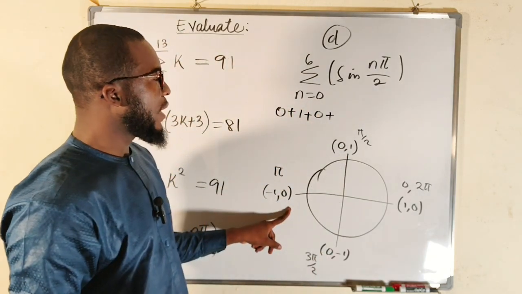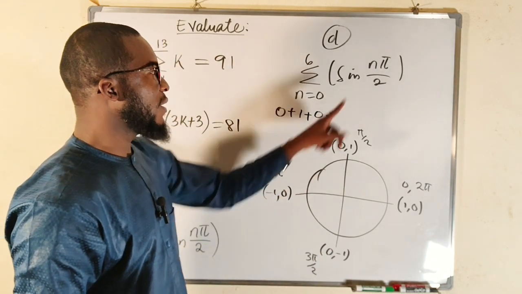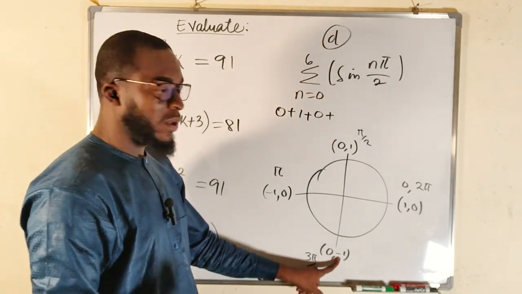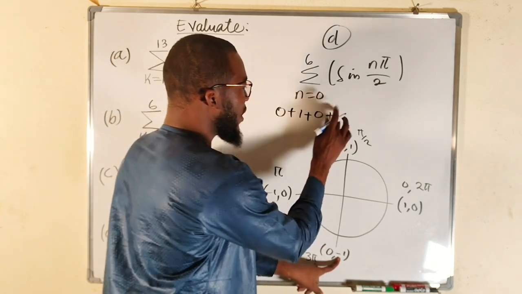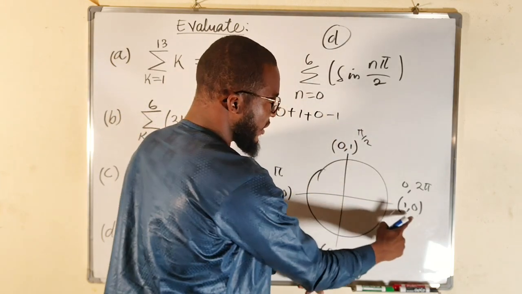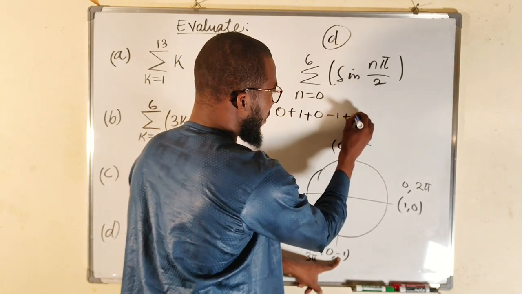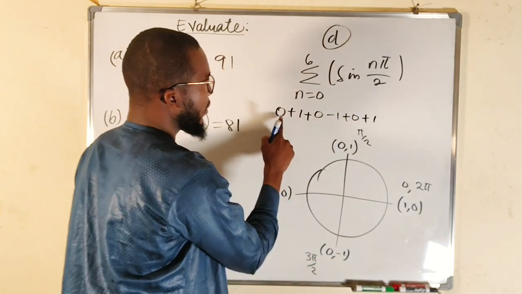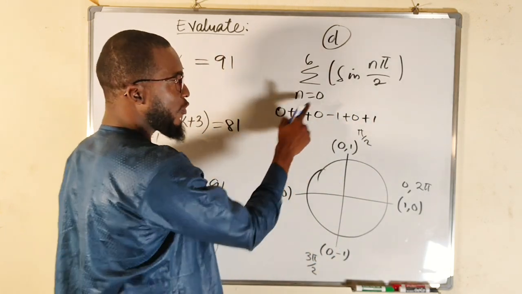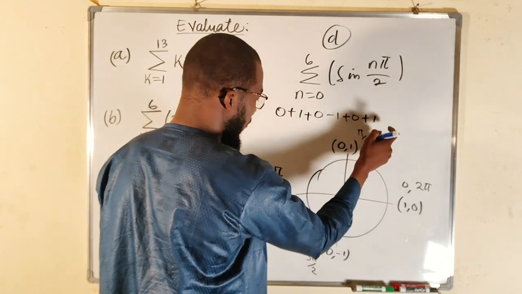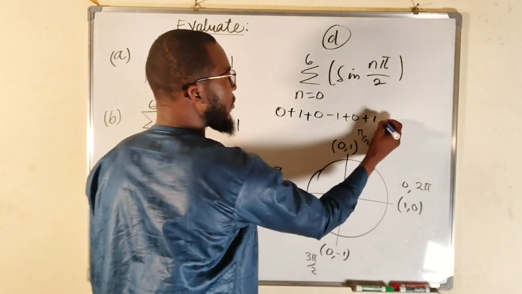Plus. When n is 3, we have 3 pi divided by 2. The sine of 3 pi divided by 2 is -1. So we have -1. It keeps on rotating. This is going to give us 0. This will give us 1. Let me see, there should be 7 terms, right? From 0 to 6 is 7 terms. 1, 2, 3, 4, 5, 6. We have 1 more, which is 0.